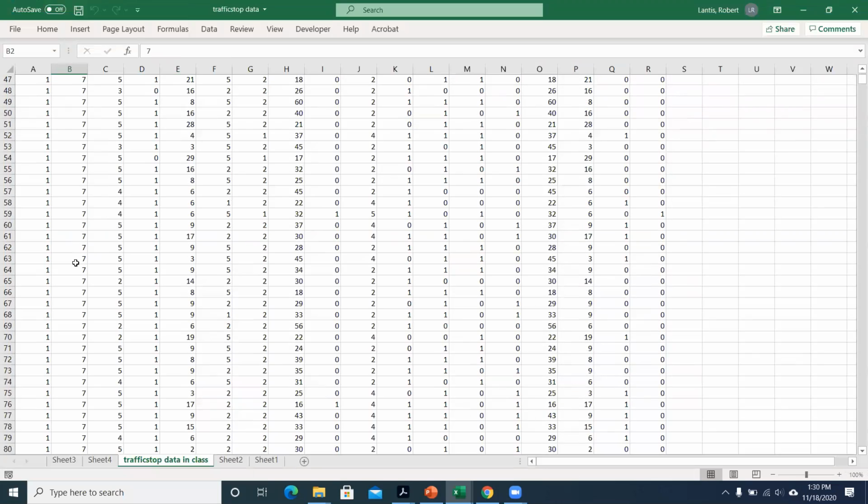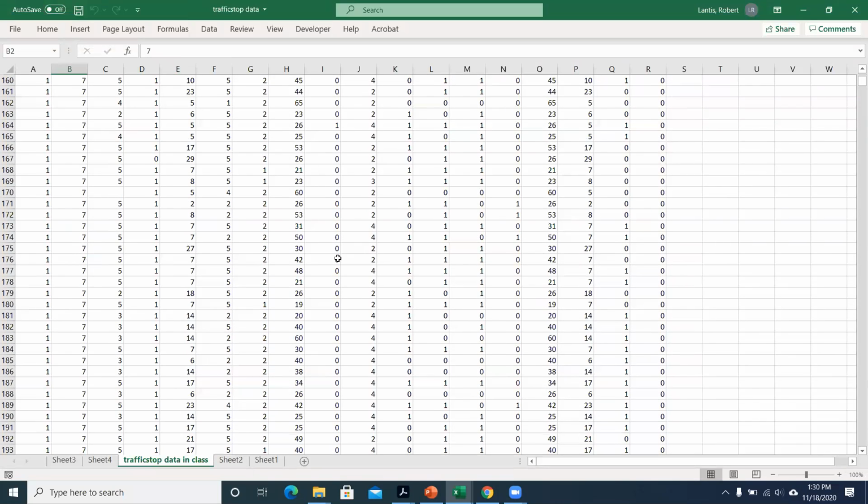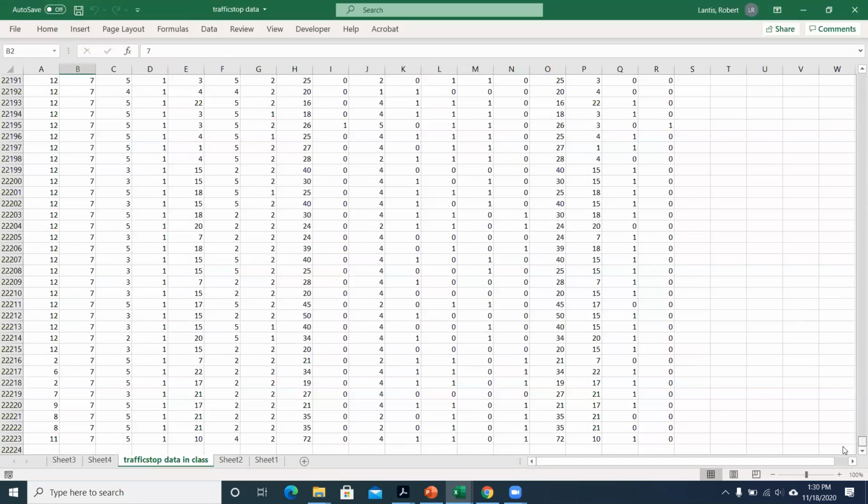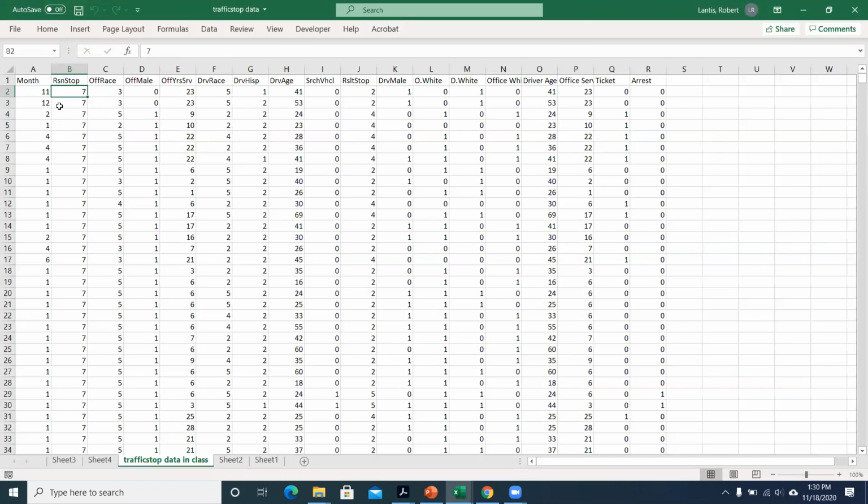These numbers all represent something. So 7 is probably just a small traffic violation. If we go down here, do I have anything other than 7? Oh, maybe I deleted all the ones that weren't. Yeah, so I think I just took out the ones that were just general traffic stops.